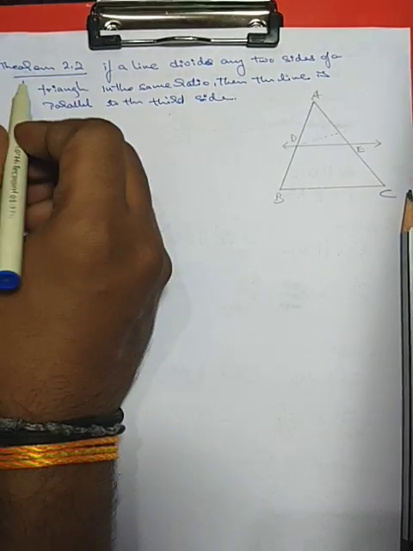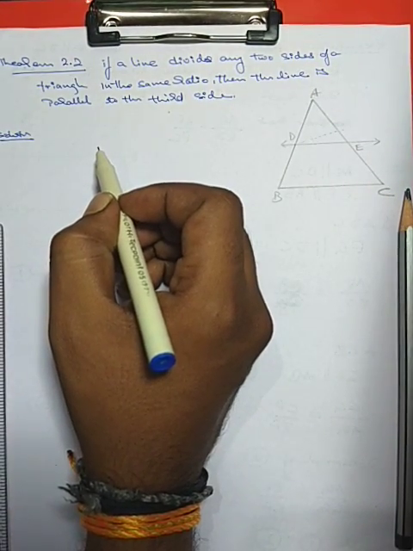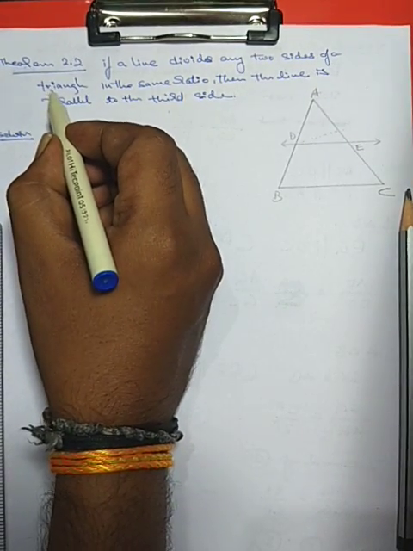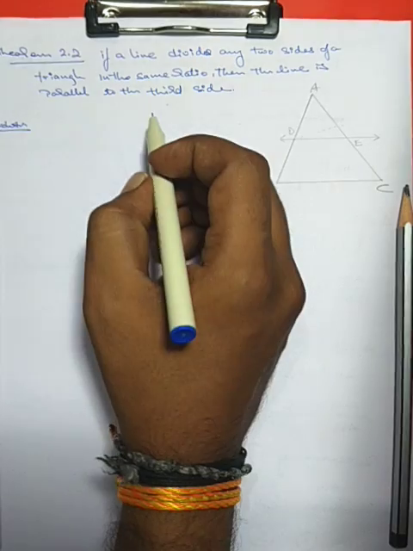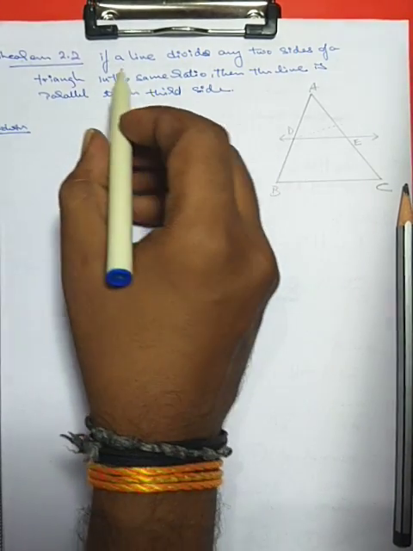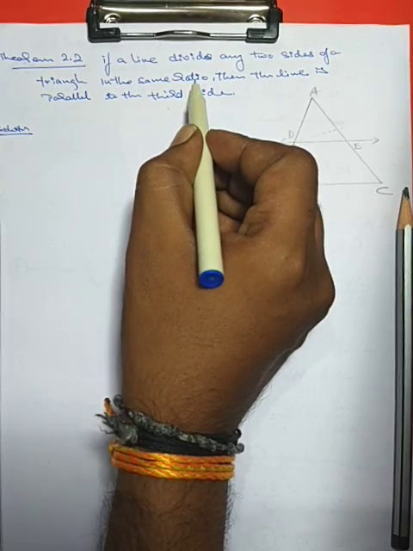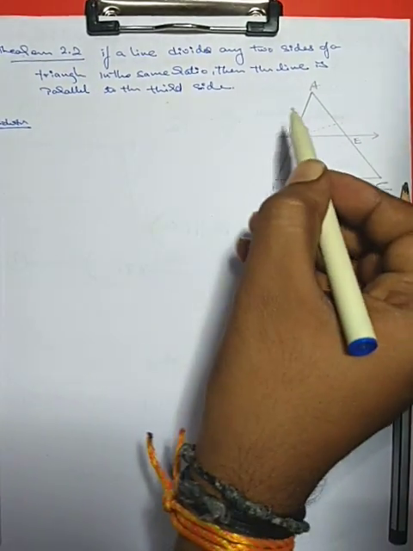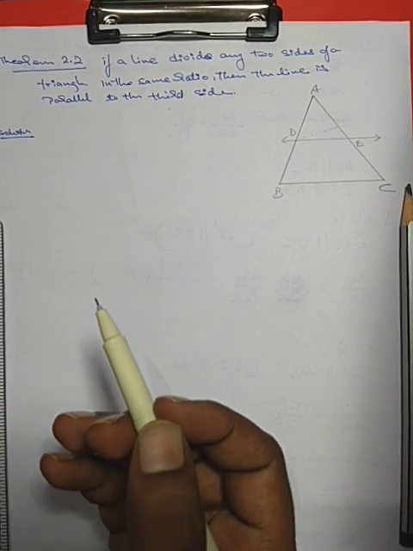Okay, so here we'll try to explain what is Theorem 2.2, which is also the converse of the Basic Proportionality Theorem. What this theorem states: if a line divides any two sides of a triangle in the same ratio, then the line is parallel to the third side. So we will prove this theorem by the contradiction method.